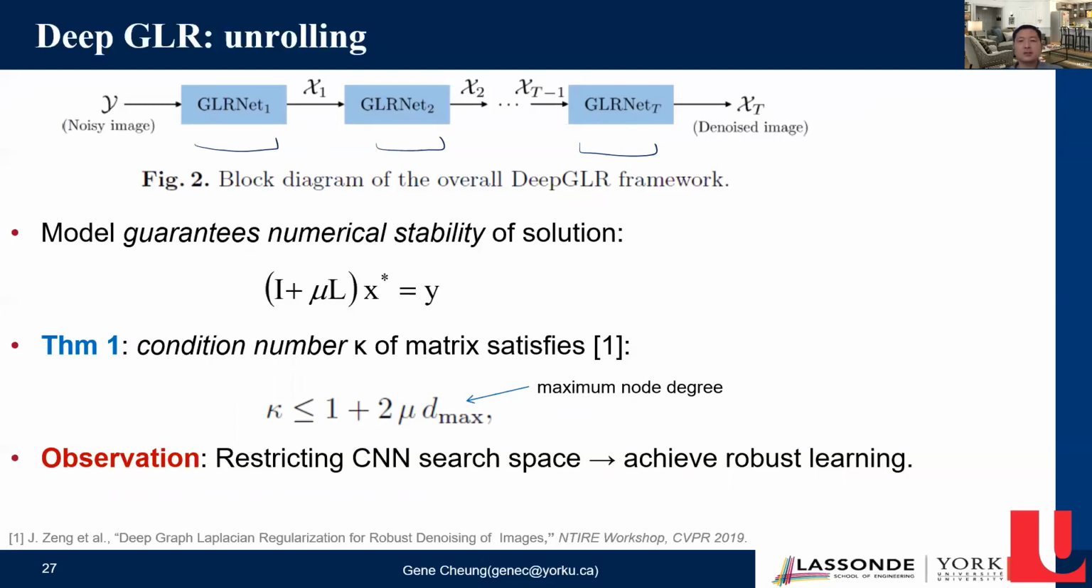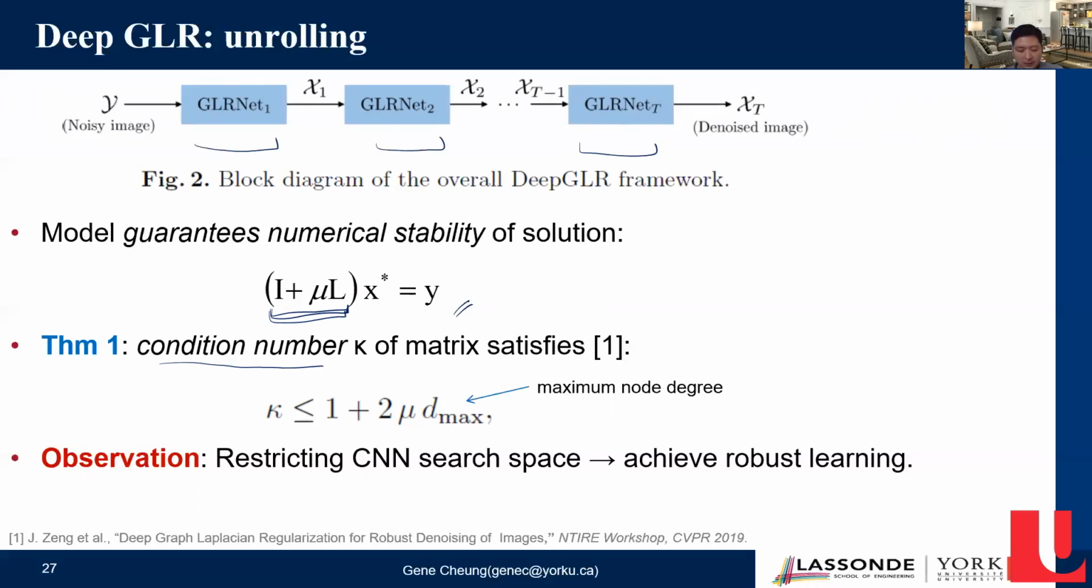So what's the advantage, you might ask? What's the advantage of doing this, where we still maintain a graph formulation and we just learn the features? Well, one advantage is that we can guarantee the numerical stability of our solution. What do I mean by that? The solution is a system of linear equations, as I've shown here. The stability of this linear system depends on the conditioning number of this matrix, which is the ratio between the largest and the smallest eigenvalue.